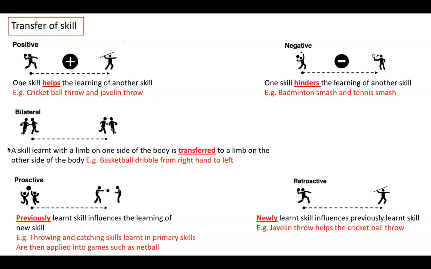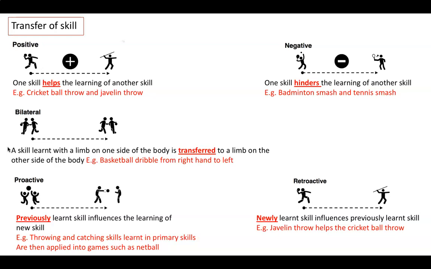So when you're doing these, please have your Cornell notes so that you are getting the answers: positive transfer of skill, negative transfer of skill, bilateral, proactive and retroactive. Positive and negative work in pairs, bilateral on its own, proactive and retroactive are also pairs. Remember, please ensure your Cornell notes are decent for this and you're using key terminology. For example, with positive, it's one skill helps the learning of another skill, negative hinders, bilateral transferred, proactive previously, retroactive newly.